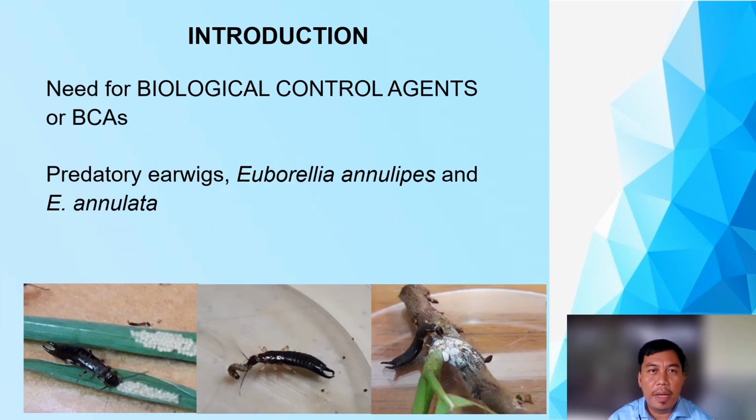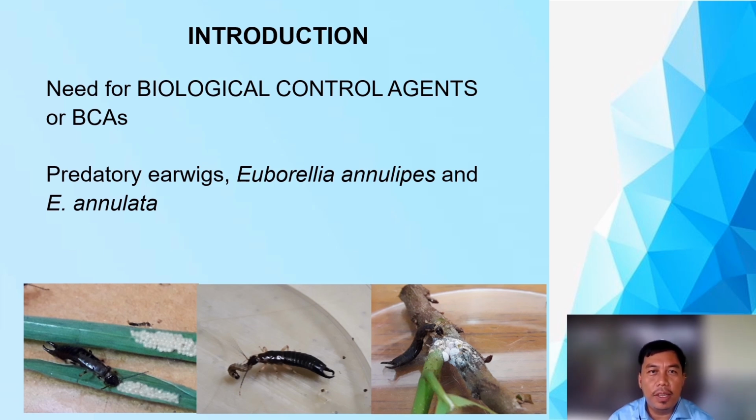The resistance manifested by FAW against many pesticides in turn places biological control agents on a bigger stage, geared toward helping manage its population. Among the commonly utilized biological control agents, or at least those that have been the subject of biological control studies against economically important pests, are the predatory earwigs, Euborrelia annulipes and Euborrelia annulata, but their capability as predators against FAW has yet to be documented.